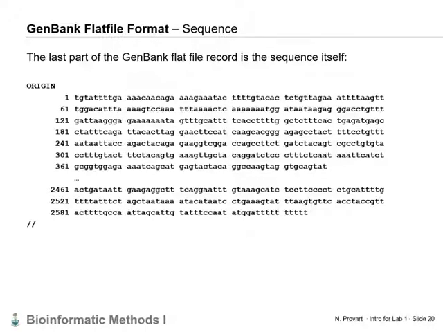So the last part of the GenBank flat file format is the sequence itself, and it's here where you'll see the actual nucleotide sequence for that record listed, starting with TGT in the case of the ADH6 gene.